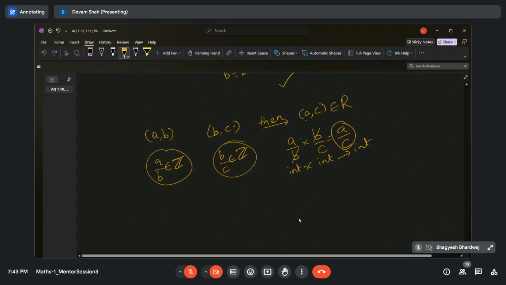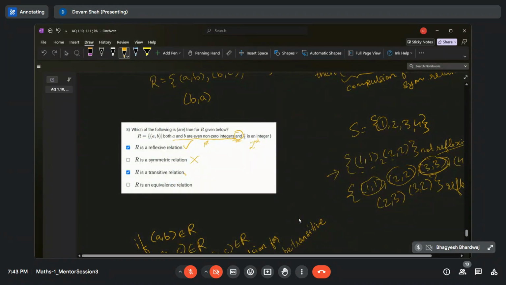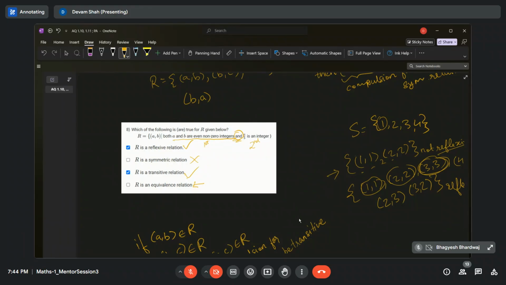A, B are even, B, C are even, then A, C will also be compulsorily even. So if this and this, then this is present. What does this mean? Yes, it is correct, R is transitive. So this one is correct. Now, what is an equivalence relation? Anyone knows? Which is reflexive, symmetric, and transitive altogether. But we know it isn't symmetric, so this option is also wrong.